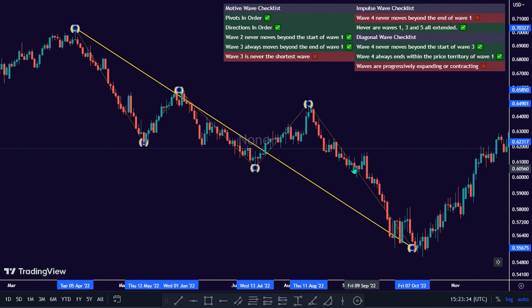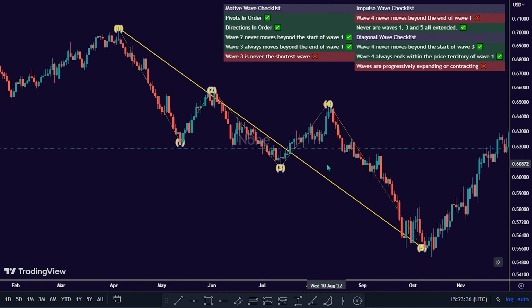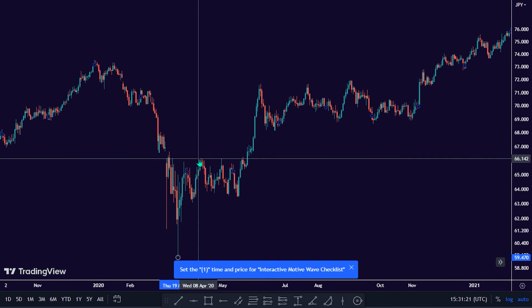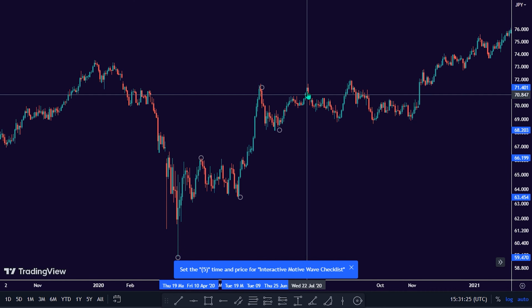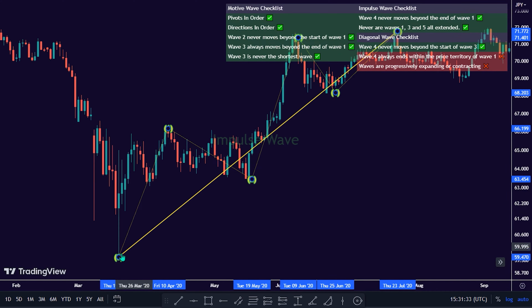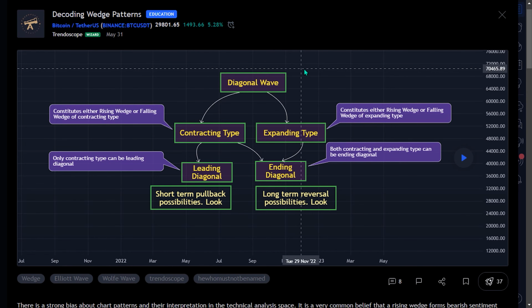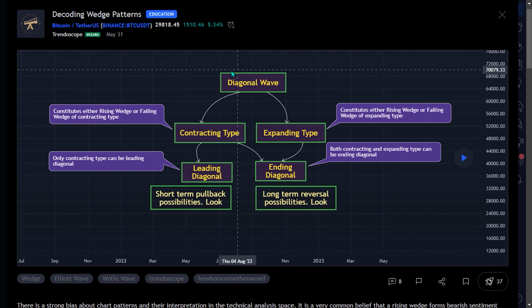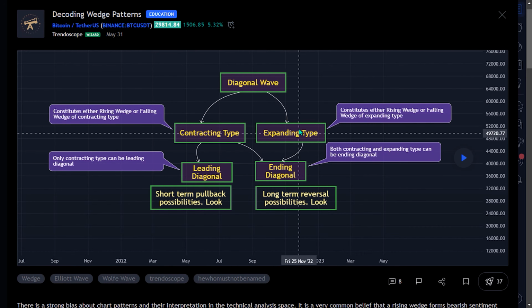How does the Interactive Motive Wave Checklist indicator work in the market? The working concept of this trading indicator is based on impulse or diagonal wave movement. Diagonal waves can be either expanding or contracting diagonals. To learn more about diagonal waves, let's study this chart. As we can see, here is the diagonal wave at the top as the head. The diagonal wave has 2 branches, which are contracting type and expanding type.